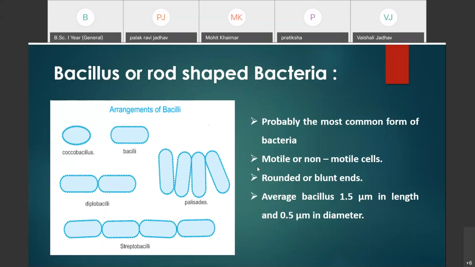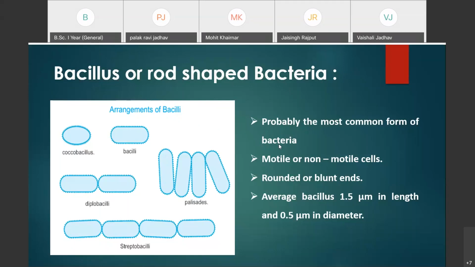Here you can see the first morphological group, bacillus, or the rod shaped bacteria, and probably it is the most common form of the bacteria. Most of the bacteria are rod shaped, that's why the bacillus is probably the most common form. In the photograph, you can see these are rod shaped or cylindrical, elongate.